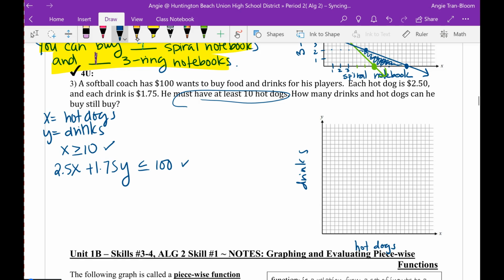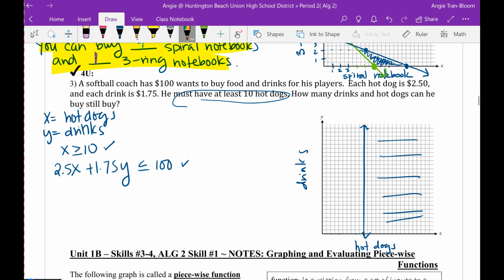Okay, so the first thing you're going to do is graph 10 out. So 2, 4, 6, 8, 10. There you go. Shading right or left? Right, okay. So I'm going to lightly shade that in.